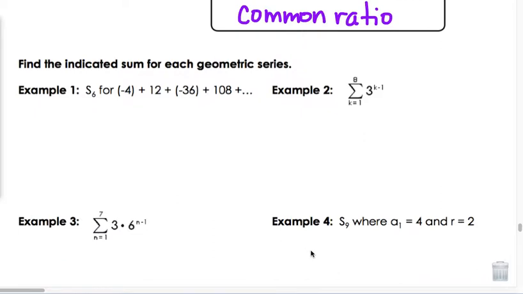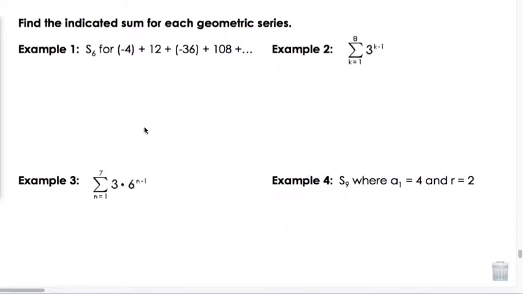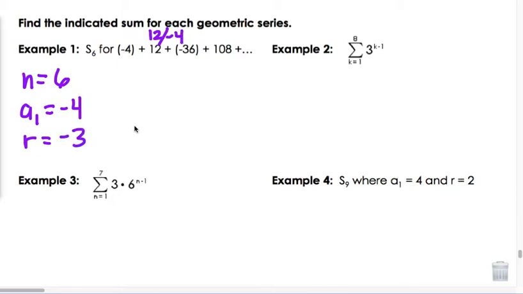Let's look at example 1. And we want to find the sum of S sub 6. So we have to identify N. N is going to be 6, that's the number of terms. A sub 1 is your first term, which is -4. And the common ratio is going to be -3. And the way we did that was, again, remember, to find the common ratio, you take a term and divide it by its previous term. So that will be -3.